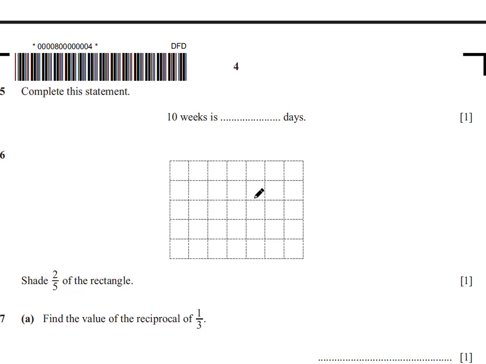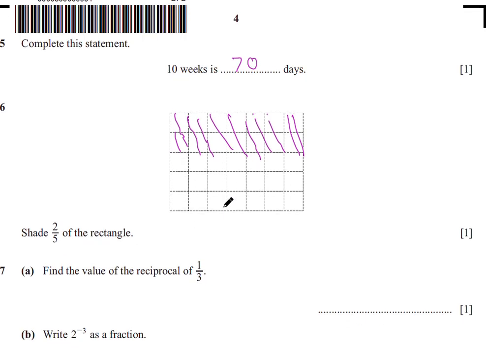Okay, question number 5 here. Complete this statement: 10 weeks has how many days? A week has 7 days, so 10 weeks will have 70 days. Then there is this grid given over here. We have to shade 2 out of 5, so it's pretty easy. You can just consider the lines here: 1 line, second, third, fourth, fifth. So out of 5, 2 lines we have to shade. Properly shade these 2 lines using a pencil, and that will be the answer. So in total you have to shade 14 boxes.